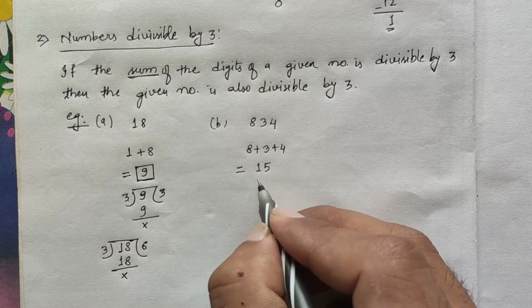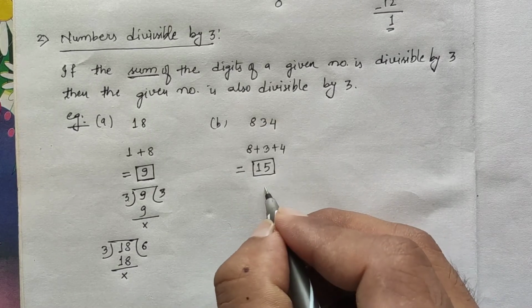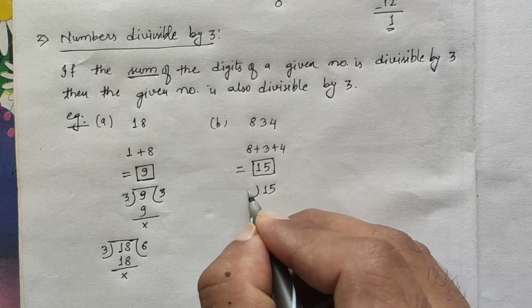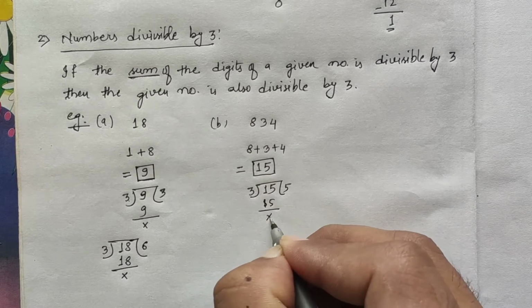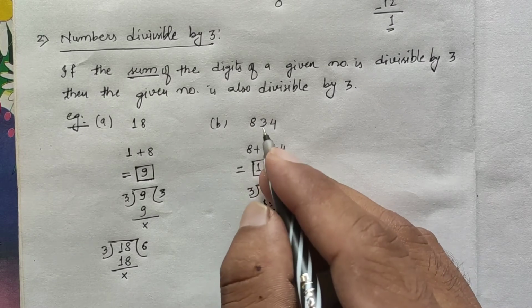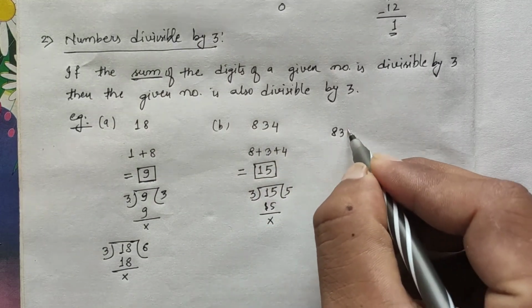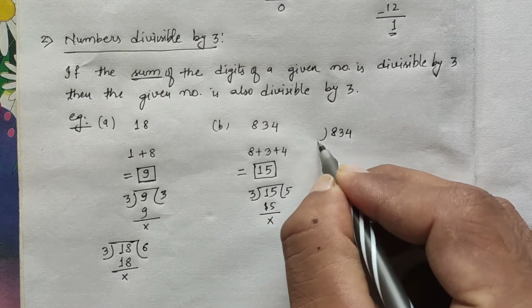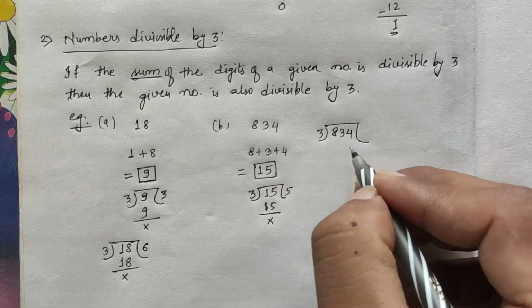Yes, 15. So this sum must be divisible by 3. Yes, let's divide it. 3 times 5 is 15. Yes, this sum is divisible by 3, hence the number is also divisible by 3. Check it. 834 must be divisible by 3 because its sum is divisible by 3.